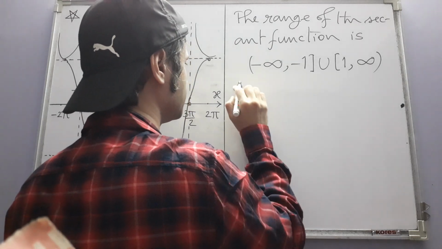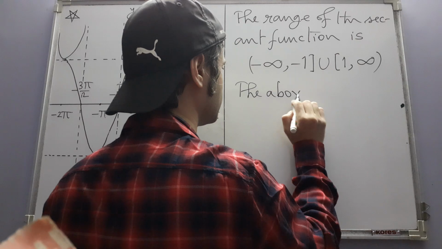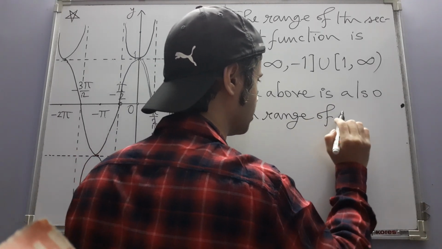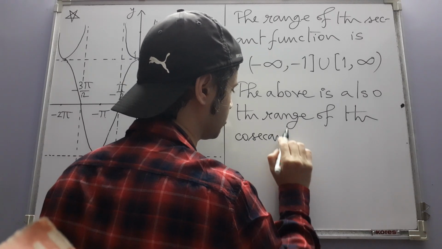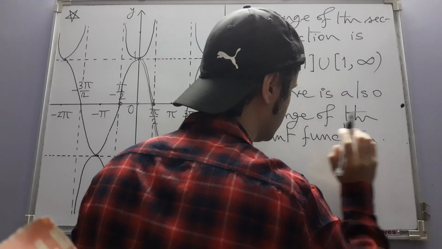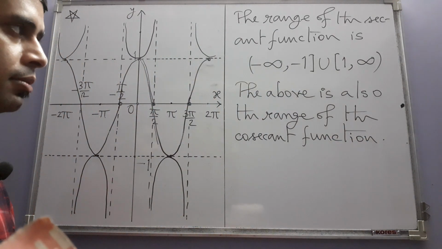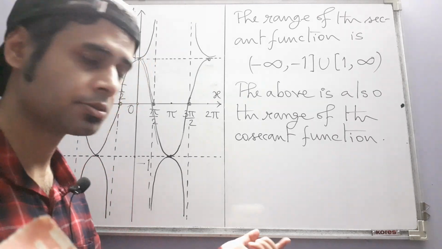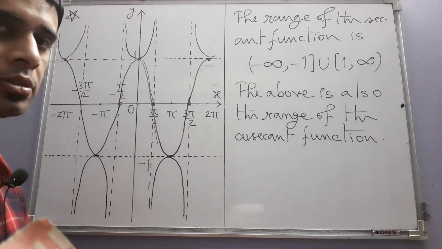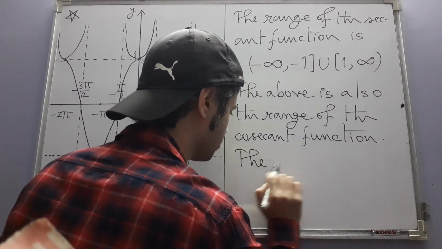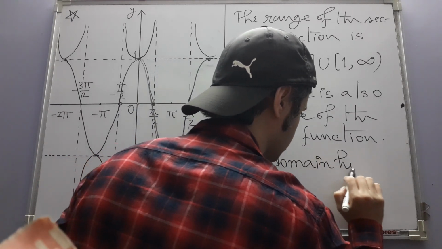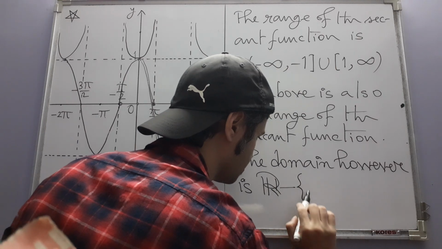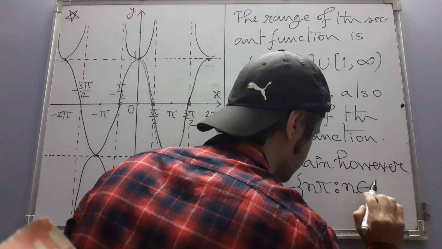So I will just simply write this. The above is also the range of the cosecant function. However, what is the domain of the cosecant function? Cosecant function is the reciprocal of sine function. So we have to avoid the points at which sine becomes 0. That is these points I said just now, the integer multiples of pi, and that is why the domain however is the set of real numbers from which the integer multiples of pi have been removed.